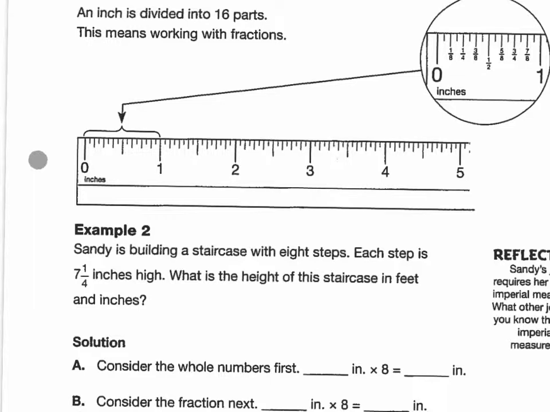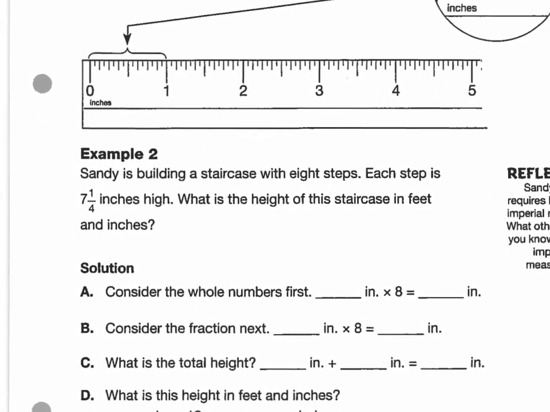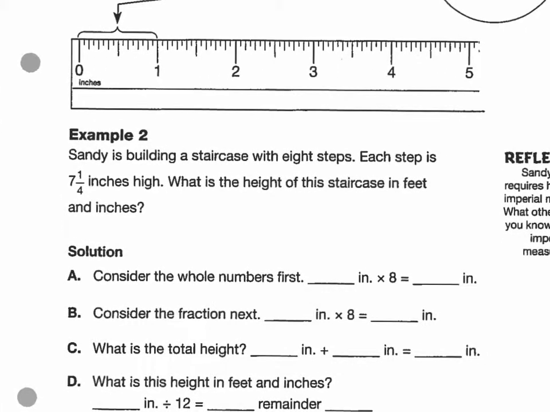So Sandy is building a staircase with 8 steps. Each step is 7 1/4 inches high. What is the height of the staircase in feet and inches? Consider the whole numbers first. So we have 7 inches, and we have 8 steps. 7 inches times 8 steps is 56 inches. And then consider the fractions. We have 1/4 inch multiplied by 8, because there's 8 steps. 8 times 1/4 is 2 inches. So together the total height is 56 inches plus the 2 inches, which is 58 inches.